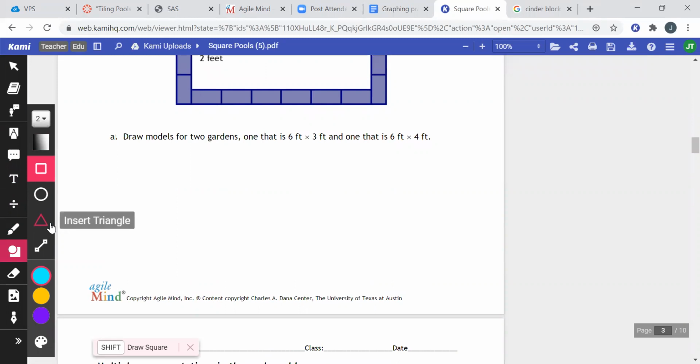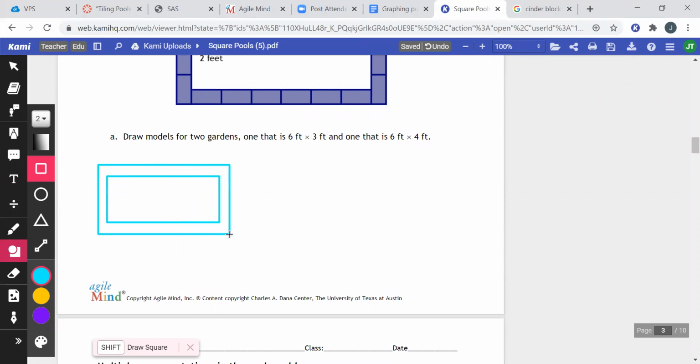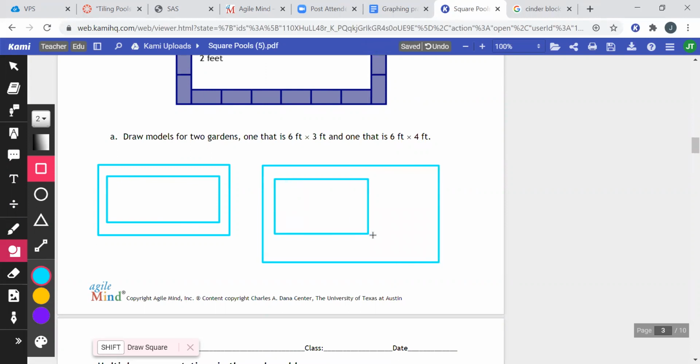The way I would do this, something like so. And we'll make one more. Now, since we're on a computer and we're drawing this by eye, it's not going to be perfect, and that is okay with me.